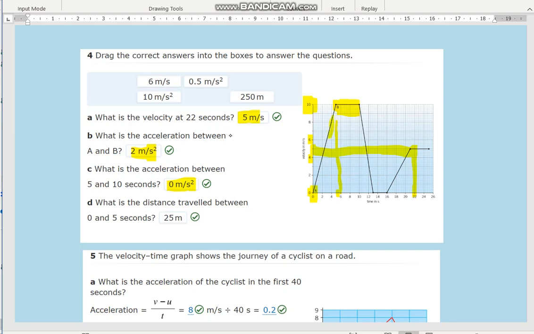So it's working out the area of this triangle here, which is a half times the base of the triangle, and the base of the triangle there is 5, times the height of the triangle, the vertical or perpendicular height, which is 10. So a half times 5 times 10 equals 25. Half times 5 is 2.5, times 10 is 25 meters, which you can see I've pulled into the box there.